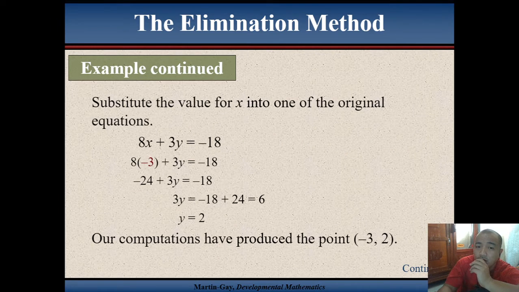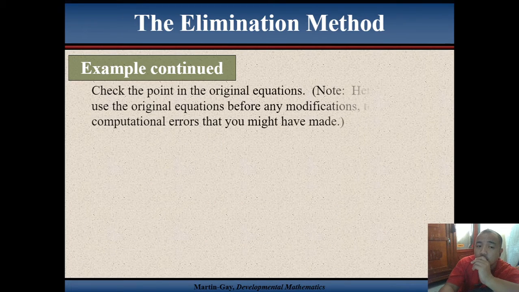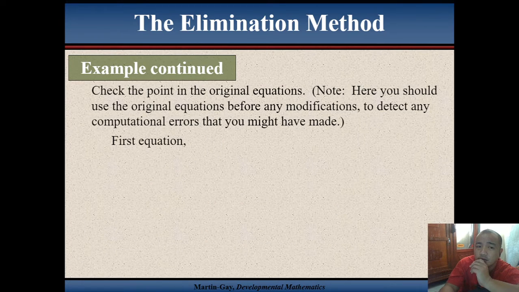After solving for x, substitute the value of x in one of the original equations. Let's choose 8x plus 3y equals negative 18. Negative 24 plus 3y equals negative 18. Negative 18 plus 24 is 6, divided by 3, 2. So our computations have produced the point negative 3, 2. X is negative 3, y is 2. Then check the point in the original equations. Note, here you should use the original equations before any modifications to detect any computational errors you might have made. Yes, we must use the original equations in checking, not the modified equations.